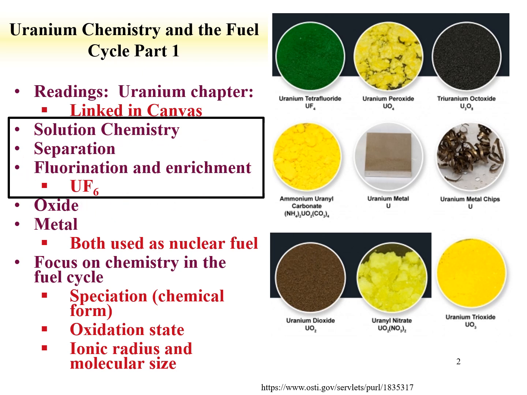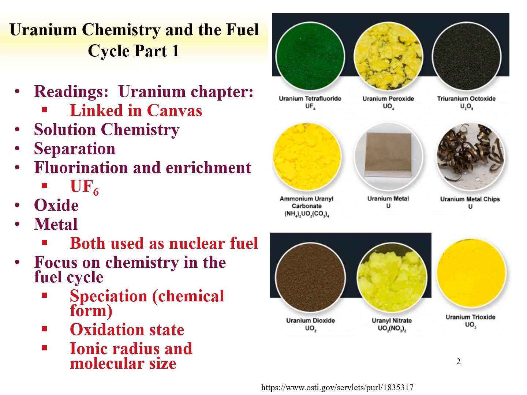The final part of part one of this lecture is going to be on the fluorination and enrichment of uranium. Again, this is deeply linked with the fuel cycle. When we say enrichment, we mean isotopic enrichment. Natural uranium has 0.7% uranium-235. Nuclear fuel has about 3.5% uranium-235.